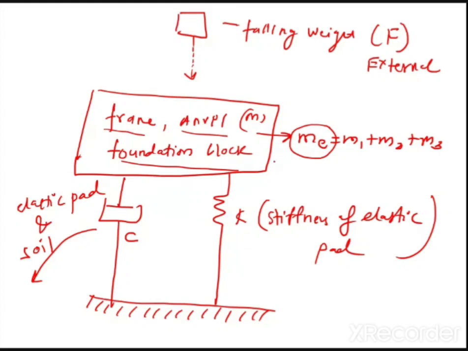Now let us say that x1 is the displacement in the downward direction, assuming that F is downward. Here only one coordinate is required to define the motion completely, and that is why this system is called a single degree of freedom system. Now tell me, have you understood this? Okay.